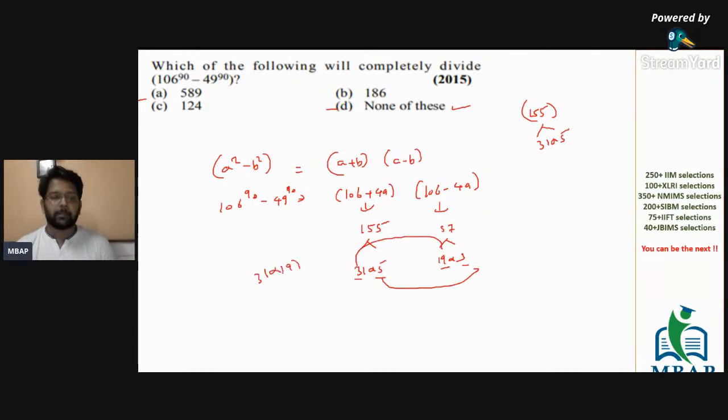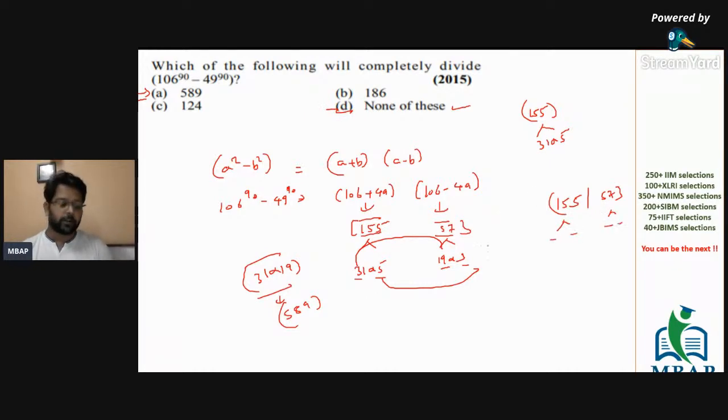If you multiply 31 into 19, can you check what value you get? It's going to be 589 only. So 589 is option number 1, which is also available here. Some of you, in fact the majority of you, will solve the question only till here. You will say neither 155 nor 57 is available, so you will mark the answer as none of these. But it is also going to be divisible by the factors and the combination of factors.